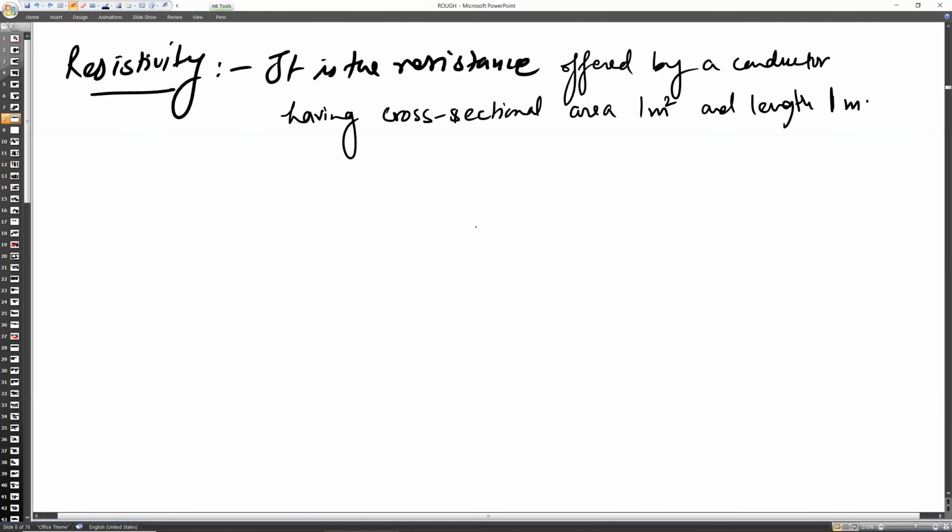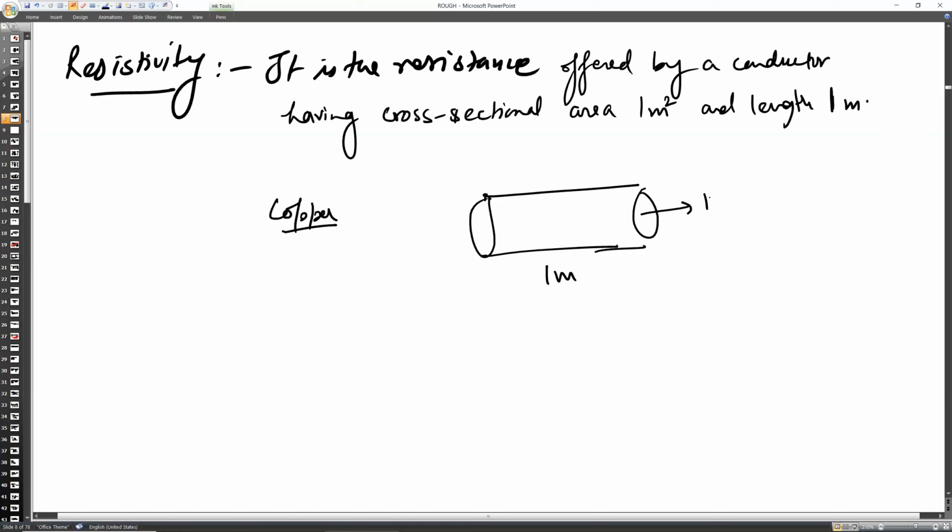So similarly, we have a standard unit. We take the copper wire, okay? We measure a wire with a cross-sectional area of 1 meter square and a length of 1 meter, and whatever resistance it offers at that time, we write that as copper's resistivity. Then we take the iron wire, with the same length and same cross-sectional area. We find that iron offers this resistance, and we take that as the resistivity of iron.